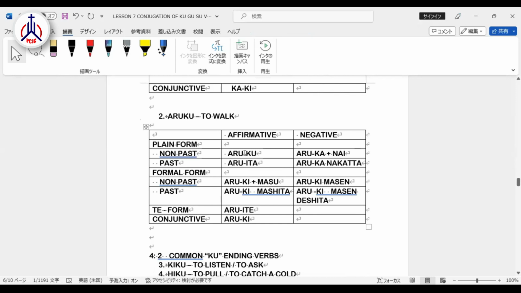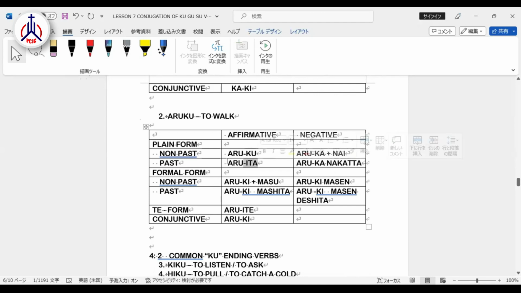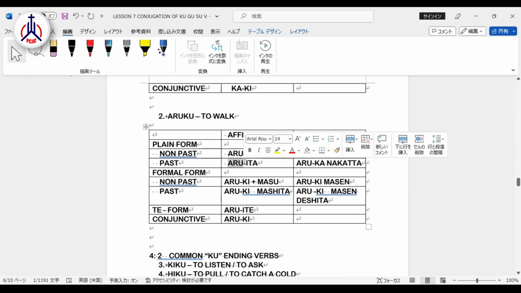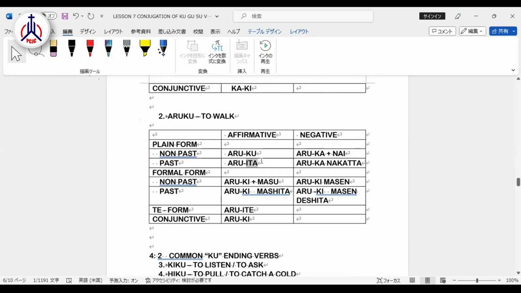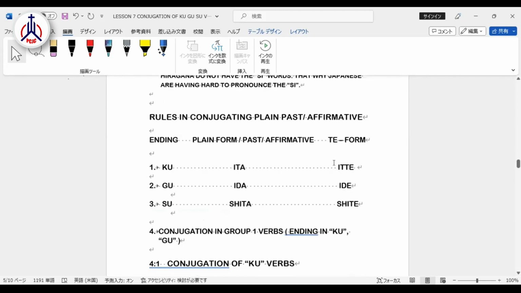So, drop the ku and then ita. Change it to ita. So, it becomes aruita, your past tense. Did not walk. Meaning, did not walk. Okay? And then your te form, aruite. Where is it? Ite. Here, the te form. Your ku will become ite.